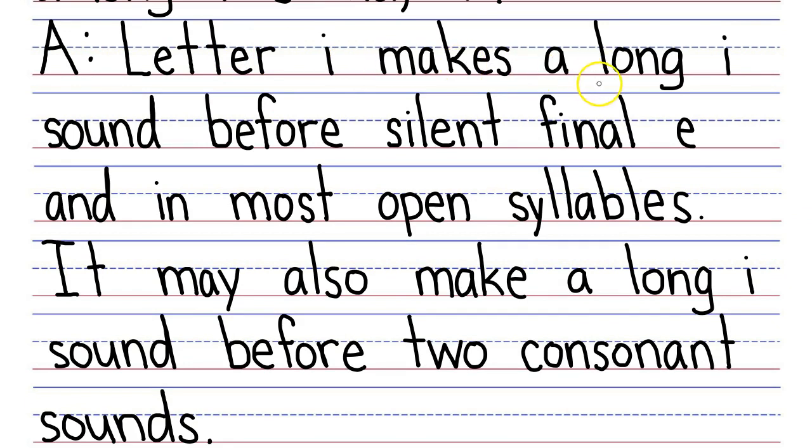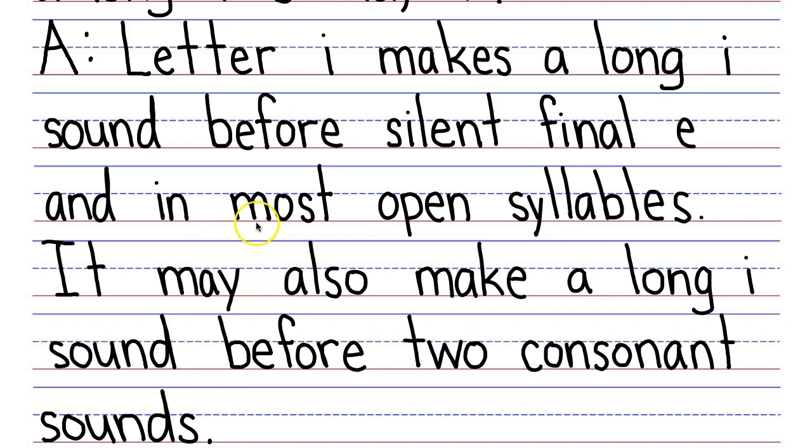Letter I makes a long I sound before silent final E and in most open syllables. Now, an open syllable is the opposite of a closed syllable in that it ends in a vowel. So closed syllables end in a consonant, and open syllables end in a vowel. Letter I may also make a long I sound before two consonant sounds. So all of this is going to be much easier to see through example.